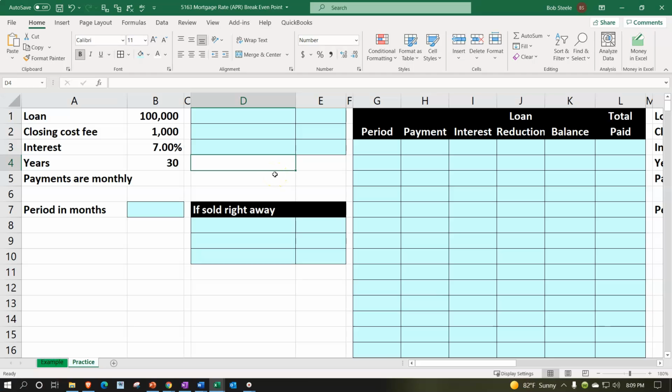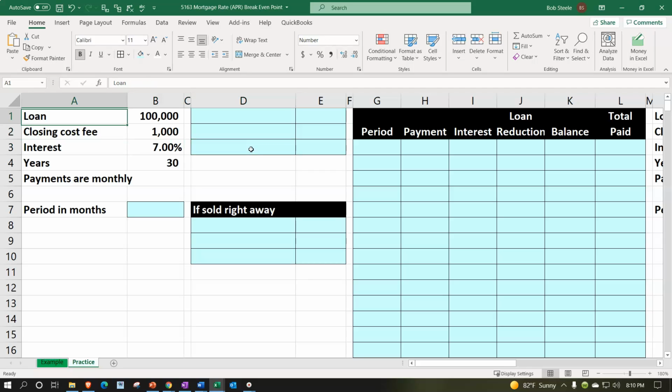Here we are in our Excel worksheet. If you have access to the Excel worksheet and would like to follow along, note that we're down here in the practice tab as opposed to the example tab, the example tab in essence being an answer key. We have the information on the left-hand side. I'm going to populate that into the blue area on the right-hand side, comparing and contrasting two different loan scenarios.